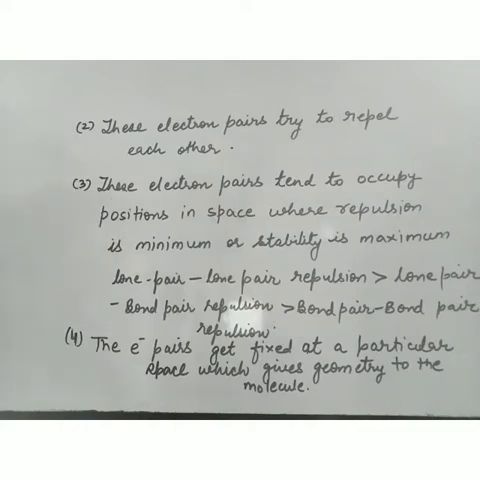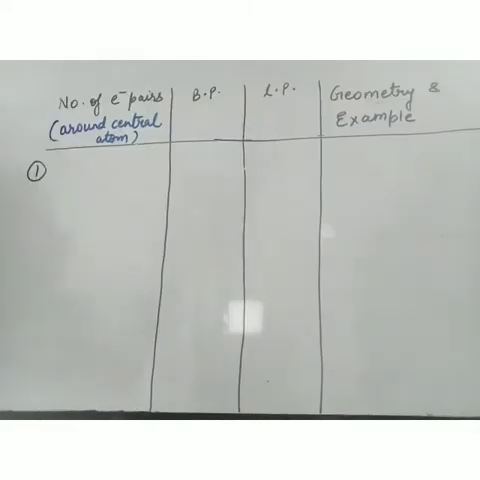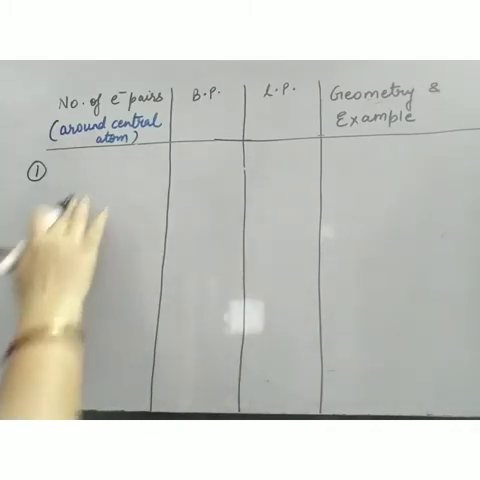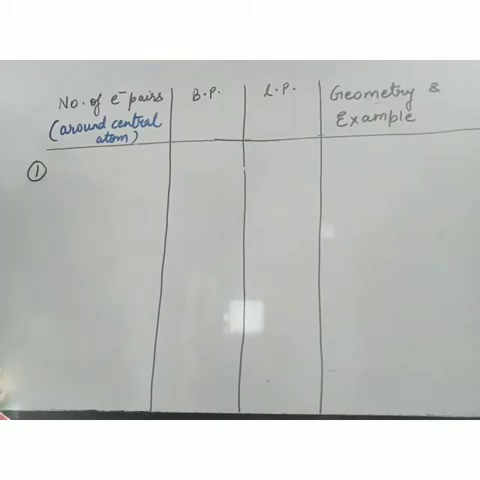Now we'll discuss examples of how different types of molecules have different shapes. Let's begin with a table. The first column is the number of electron pairs surrounding the central atom. The second column is how many bond pairs there are. The third column is how many lone pairs there are. And the fourth column is the geometry or shape and the examples.